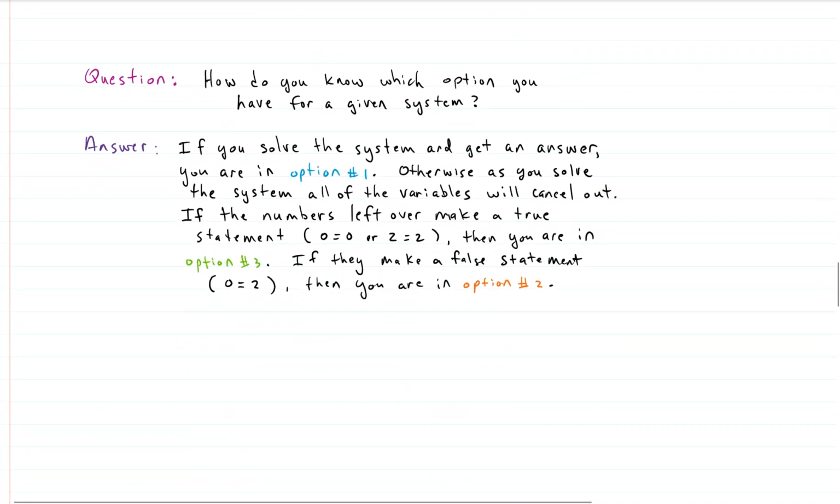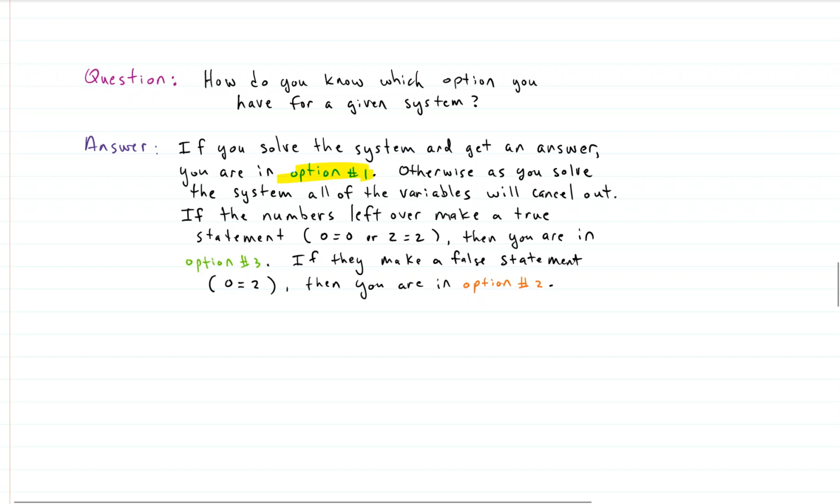How do you know which of the options you're in when you're given a system? It's a great question. It can be kind of confusing. So if you're solving a system and you get an answer, then you know that you're in option number 1, which is just one solution.